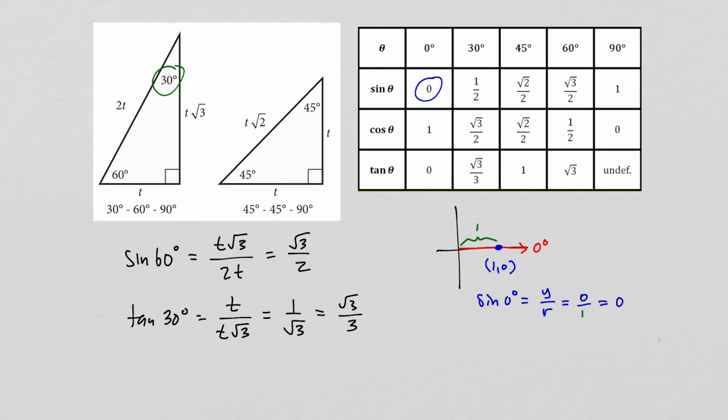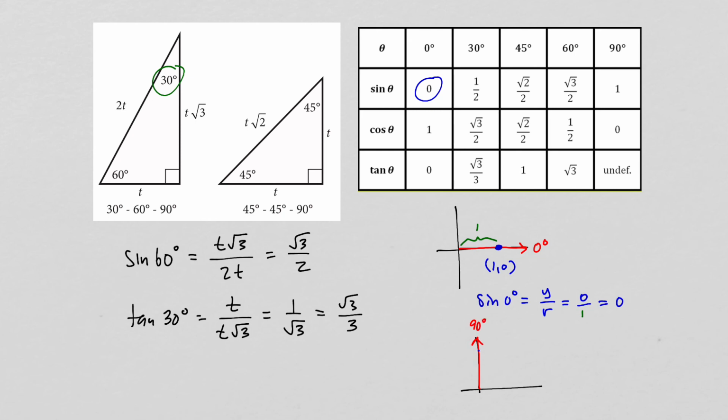You could do the same thing for cosine of 0 and for tangent of 0. And then for 90 degrees, you would also do the same thing, except that you would draw an angle in standard position that represents 90 degrees, which would be this angle here.